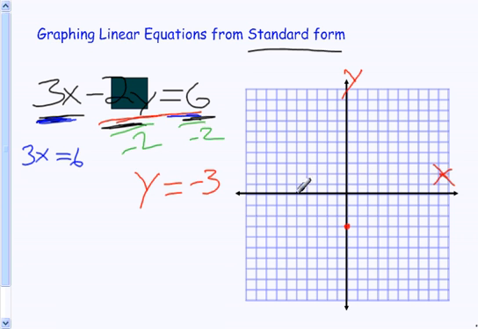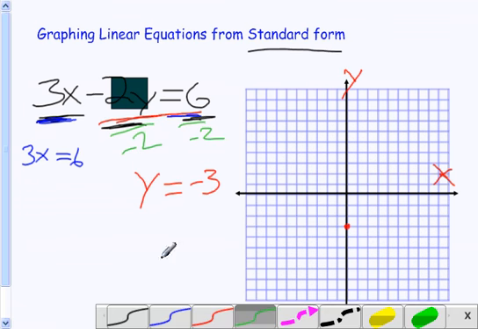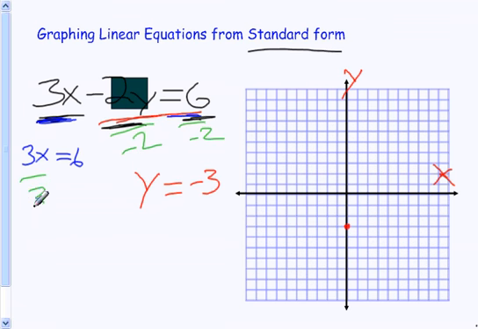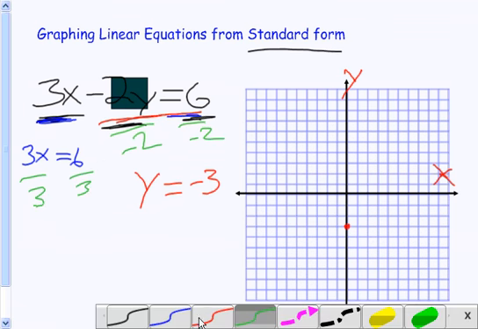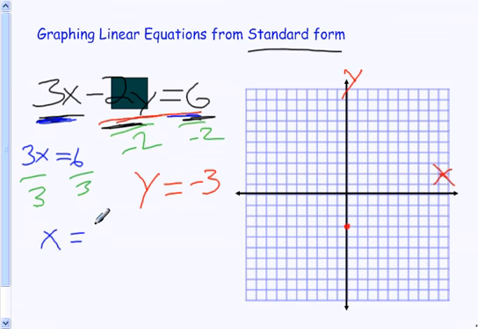Graphically, if y is 0, it's neither up nor down. It's got to be somewhere along the x-axis. If I finish the problem off here, I'm going to divide by 3 on both sides, and then we get x equals, the 3's cancel, leaving a 2. So I'm going to put a dot at no height up and down, but over 2 in the x-coordinate.